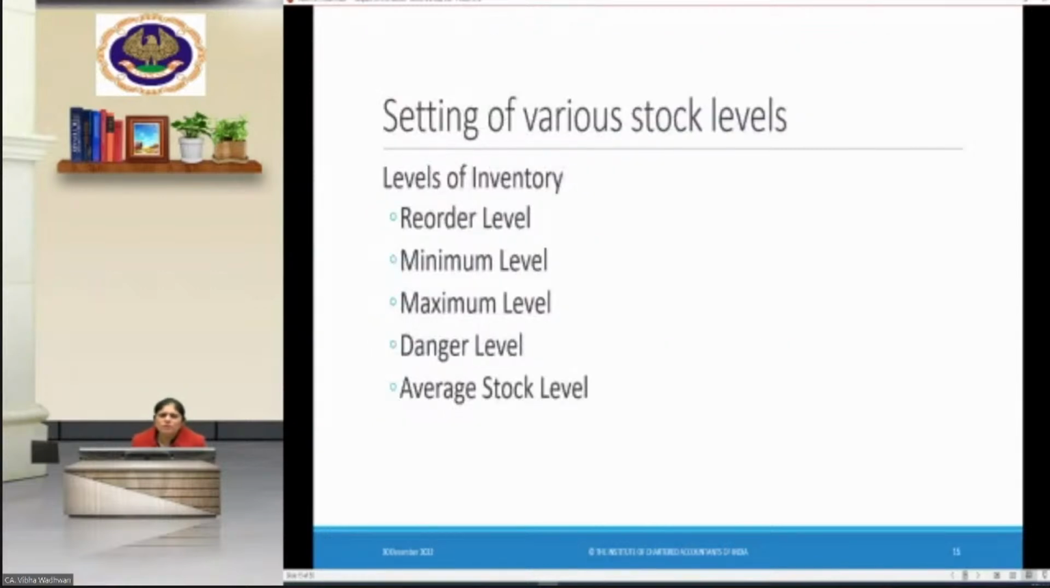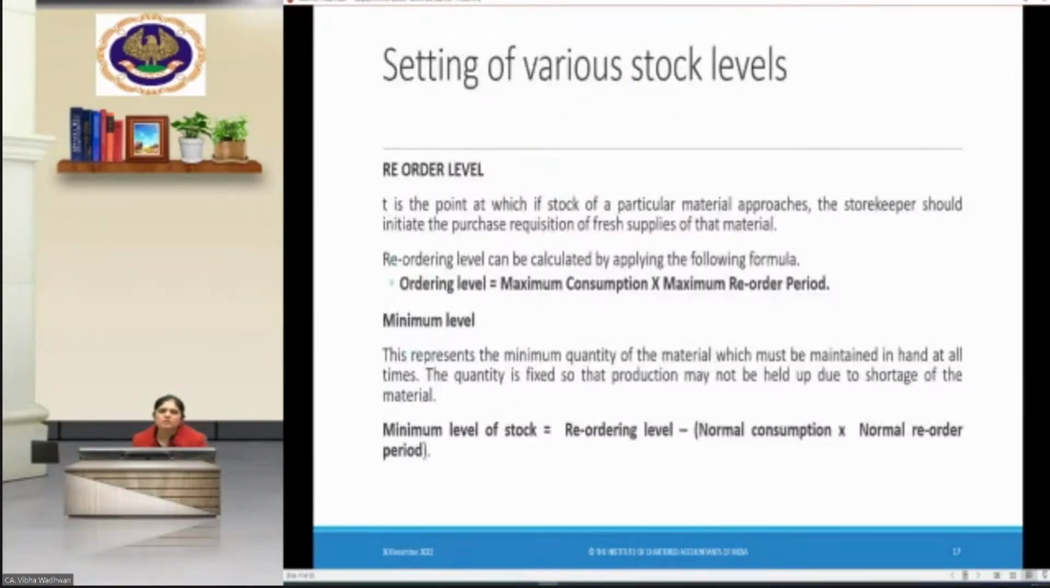So starting with various stock levels. The levels of inventory are the reorder level, the minimum level, the maximum level, the danger level, and the average stock level. These settings of various stock levels help us in maintaining the stock optimally. That means there should not be overstocking, and there should not be insufficient stock either, as that will hamper production. The production flow should continue always. So these stock levels help us to a great extent in achieving efficiency in stock flow and stock maintenance.